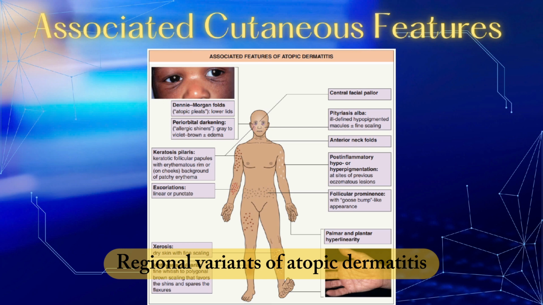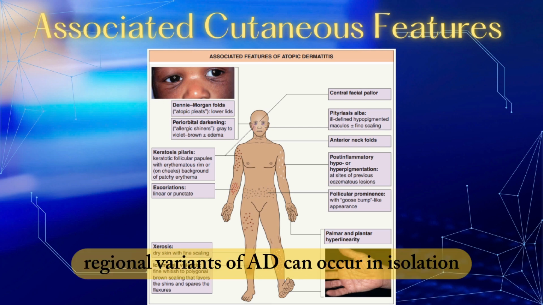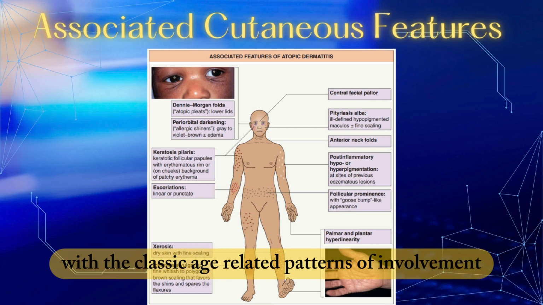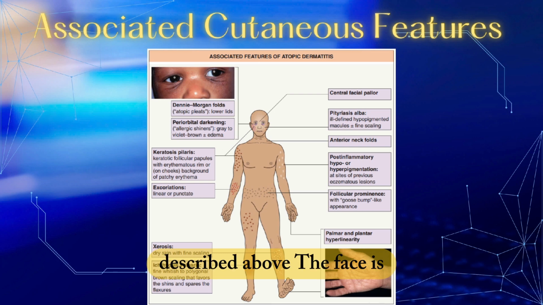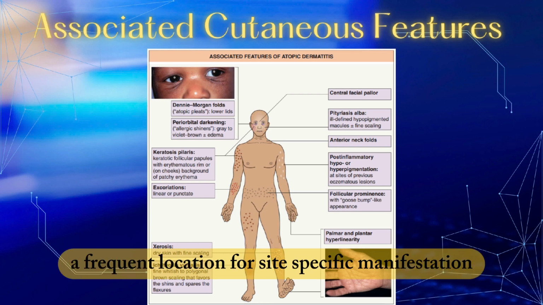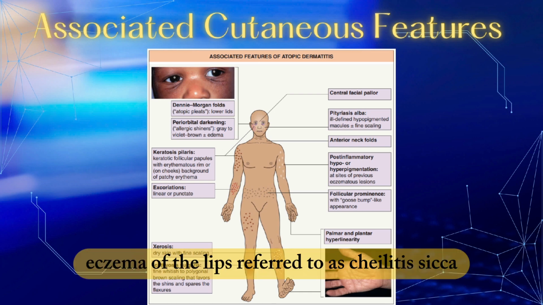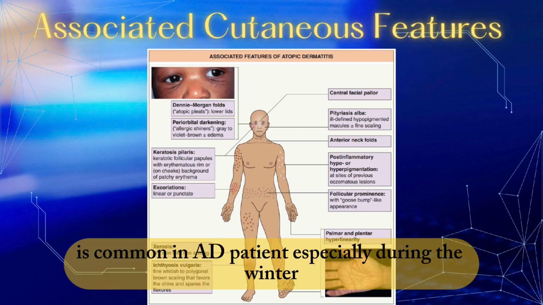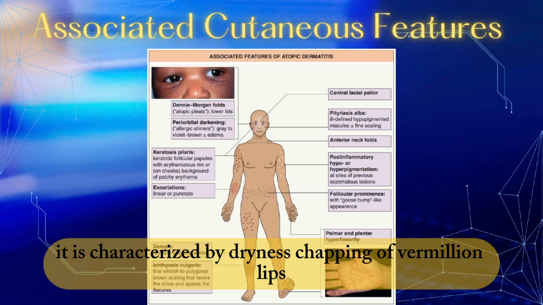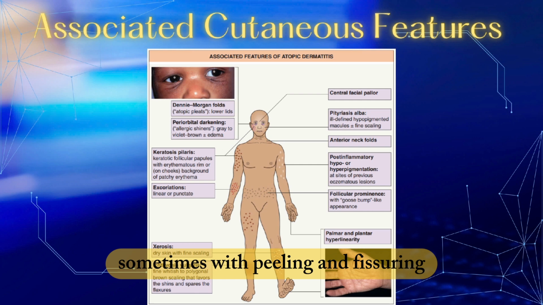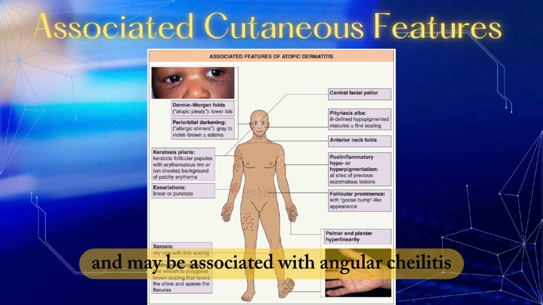Regional variants of atopic dermatitis. Several regional variants of AD can occur in isolation or together with the classic age-related patterns of involvement described above. The face is a frequent location for site-specific manifestations. Eczema of the lips, referred to as cheilitis sicca, is common in AD patients, especially during the winter. It is characterized by dryness, tightness of the lips, sometimes with peeling and fissuring, and may be associated with angular cheilitis.